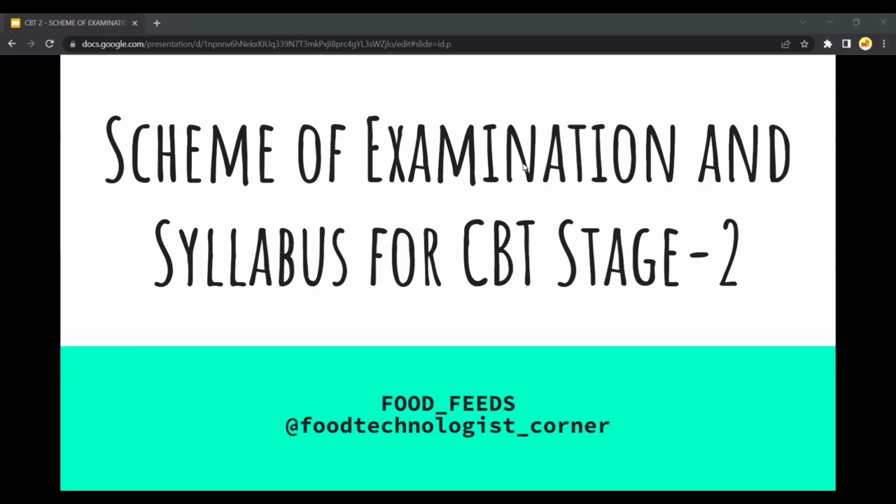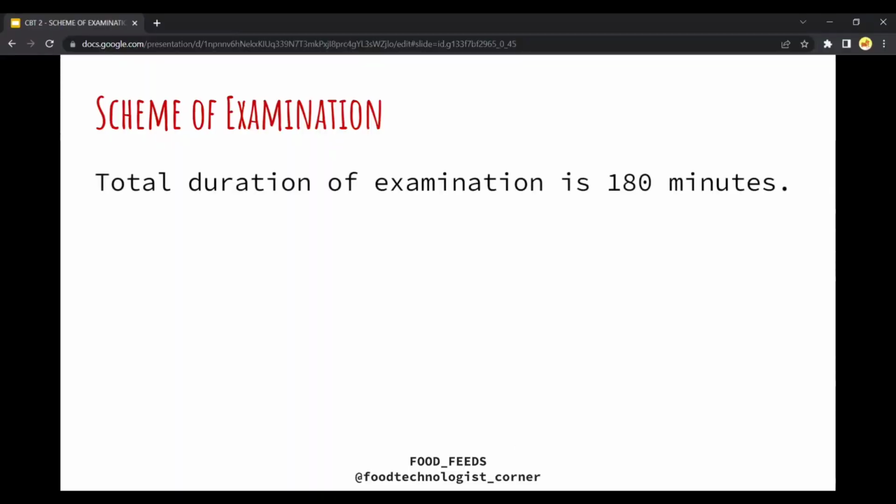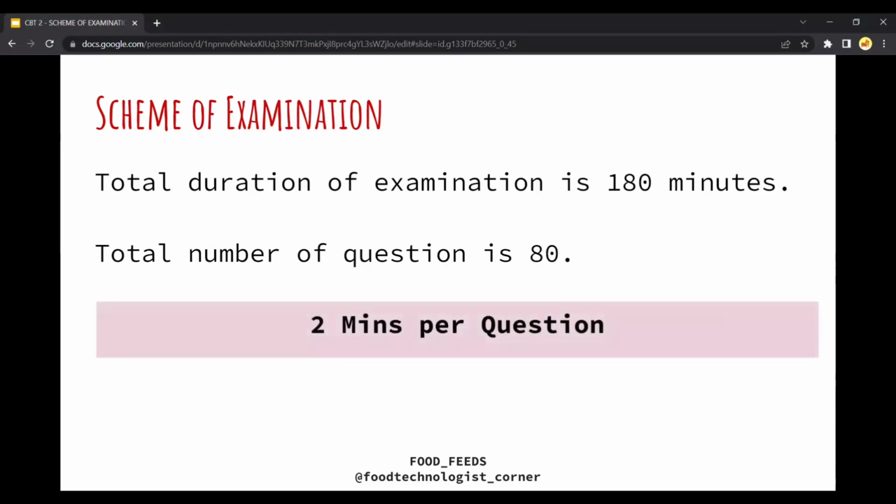So let's start understanding the scheme of exam step by step. The total duration of the examination is almost 3 hours, that is 180 minutes. And the total number of questions that will be asked is 80. So even if you take 2 minutes to answer each question, you still have 20 minutes left to review the questions and answers that you have marked.